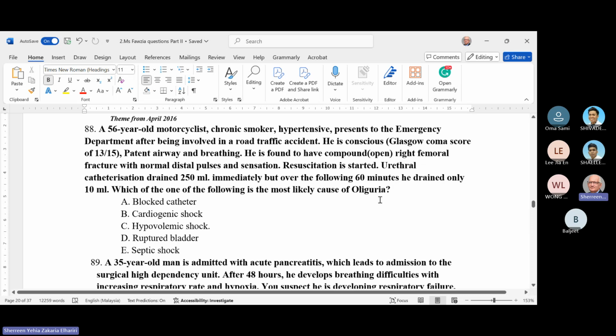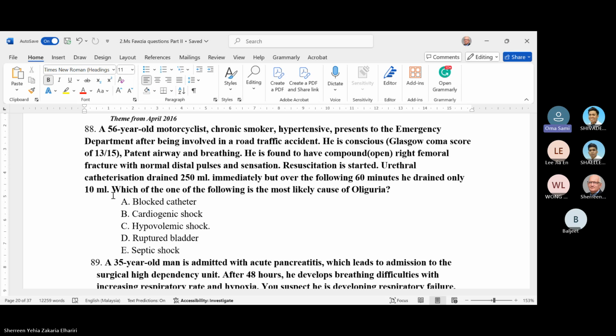So this patient has oliguria. Here we don't mention the blood pressure. Of course, it is difficult for the catheter to be blocked because it already drained some amount, so not a blocked catheter. If I say nothing and the patient is stable with okay blood pressure, then it can be a blocked catheter. No mention of any cardiac condition. So what could it be? Hypovolemic shock. Of course, yes, correct.